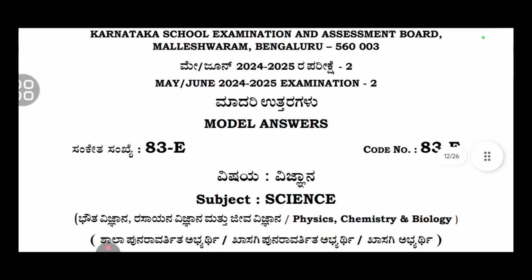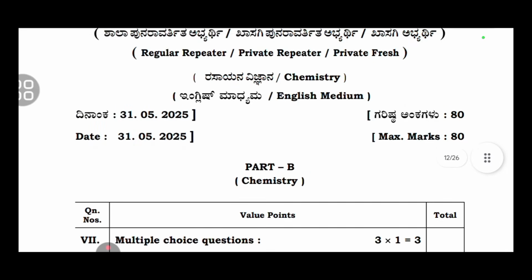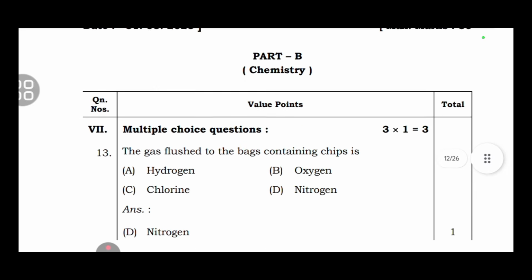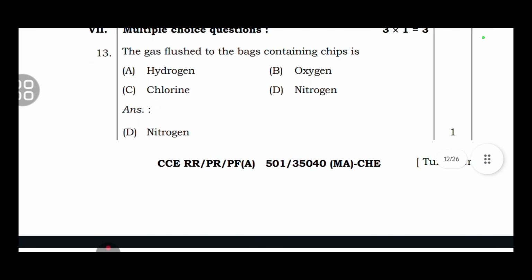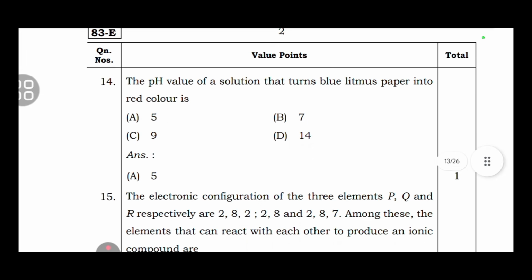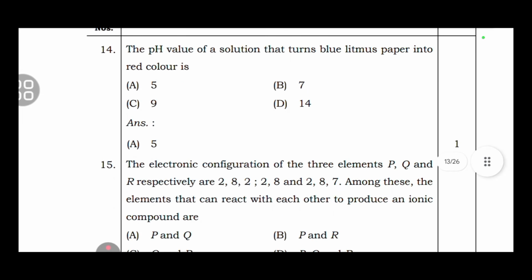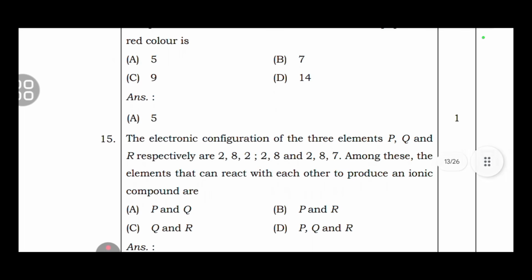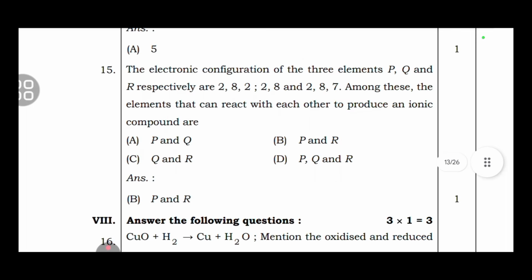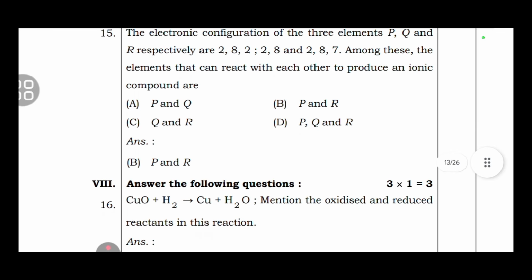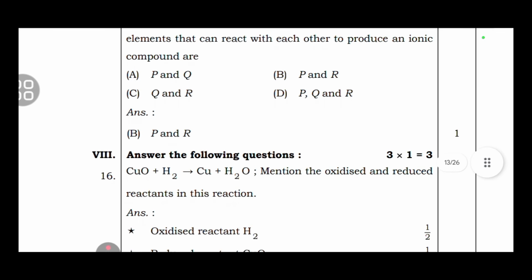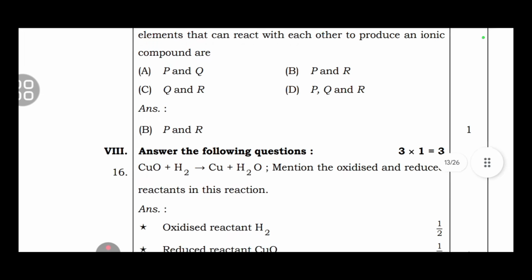Coming to the chemistry section of this question paper, the gas flushed into bags containing chips is nitrogen. And coming to the pH value, the solution that turns litmus paper red is answer A, 5. The electron configurations of the 3 elements P, Q, and R are respectively 2,8,2; 2,8; and 2,8,7. Among these elements, the ones that can react with each other to produce an ionic compound are P and R, due to the electron configuration of those elements.